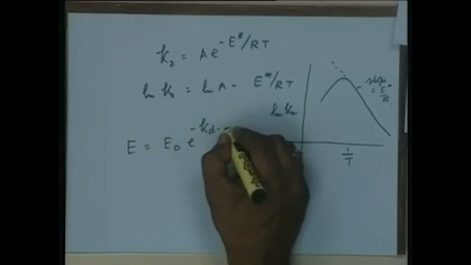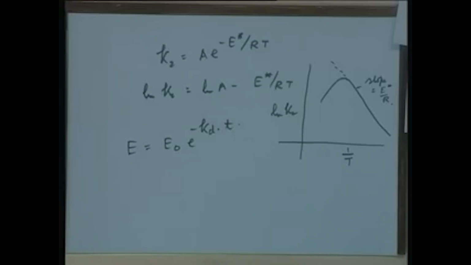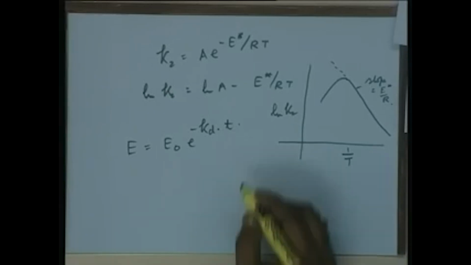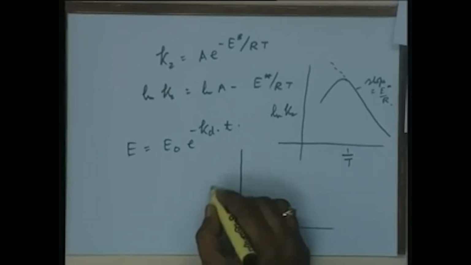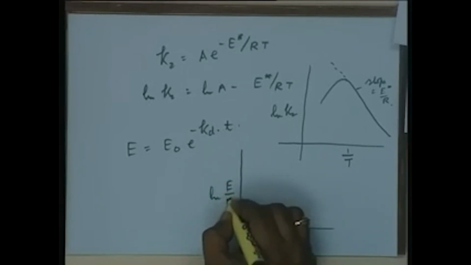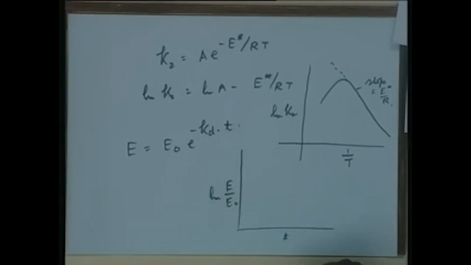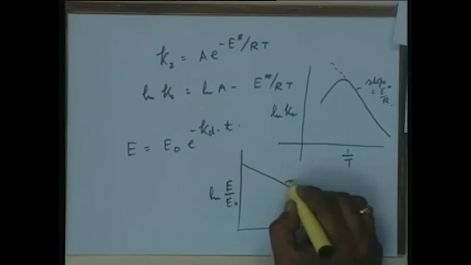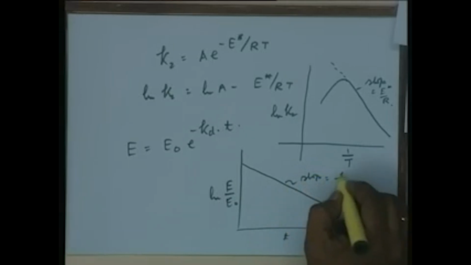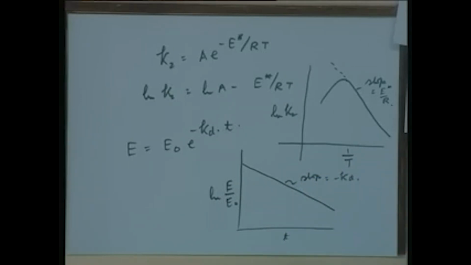Here also you can make a first order kinetics analysis, that is, ln E over E naught versus time will give you a profile with a negative slope, and the slope will be equal to minus Kd, and you can get the deactivation constant for the enzyme. Now, the magnitude of the deactivation constant will be a function of temperature.